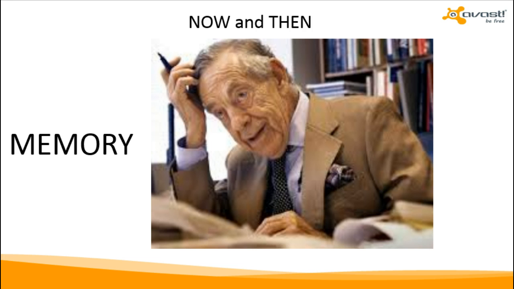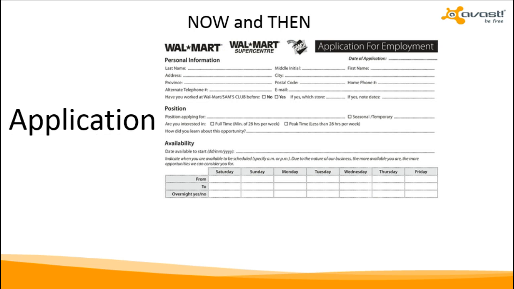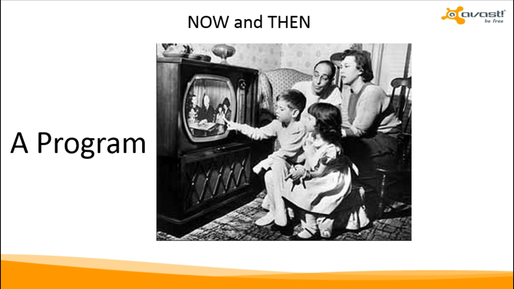There was a time when we didn't have computers, and the memory is something that we controlled. It was our brain that controlled the memory. And as we get older, when you get a little more forgetful, that memory starts to fade. An application is something I used to fill out when I was looking for a job. A program. That's something I watched on TV.